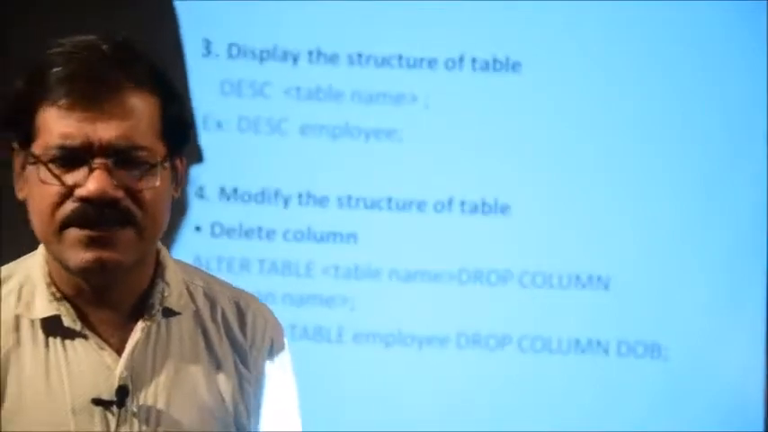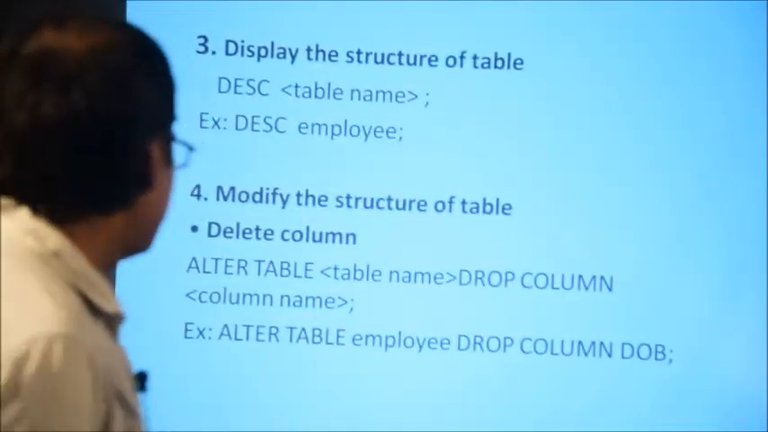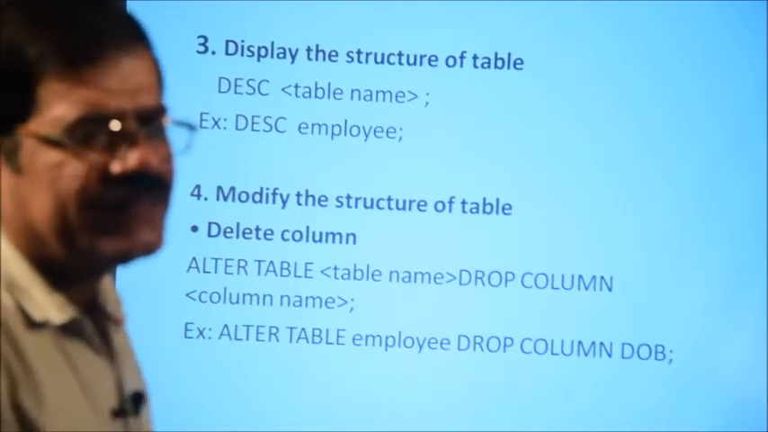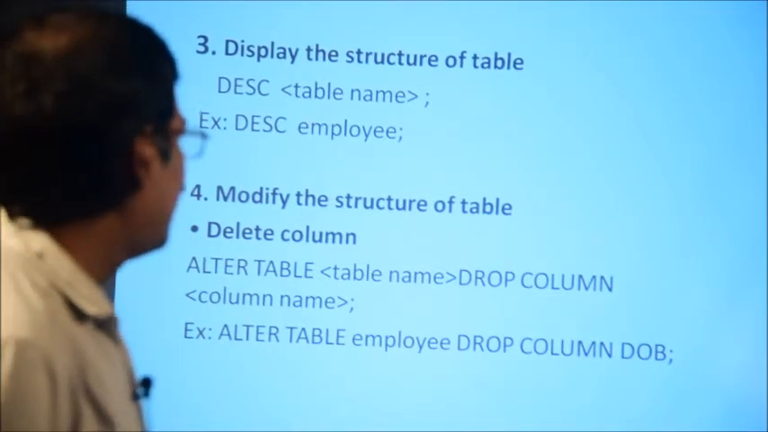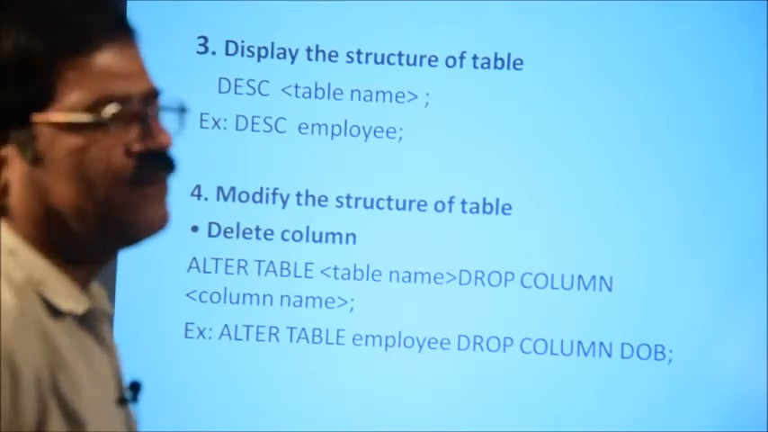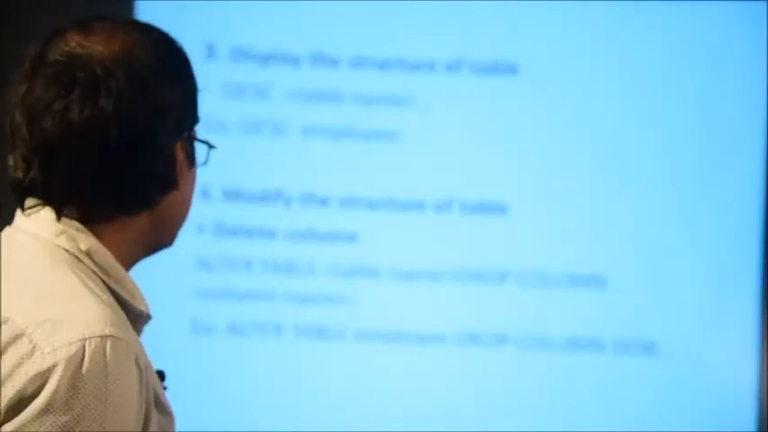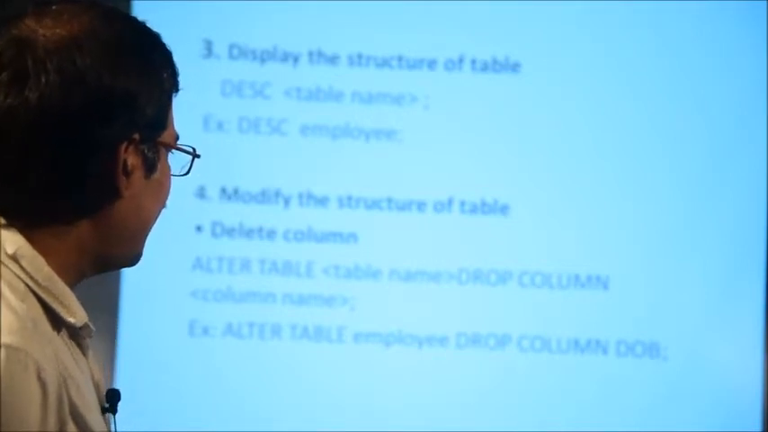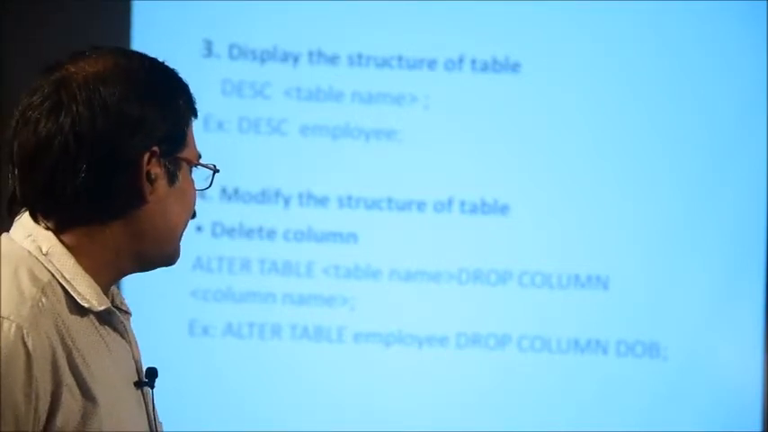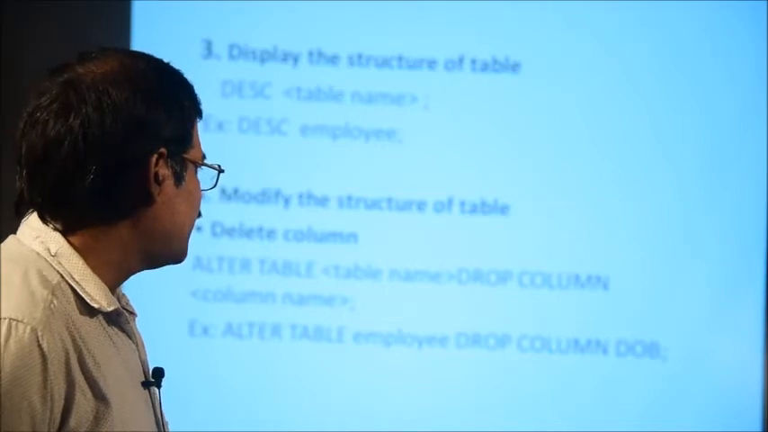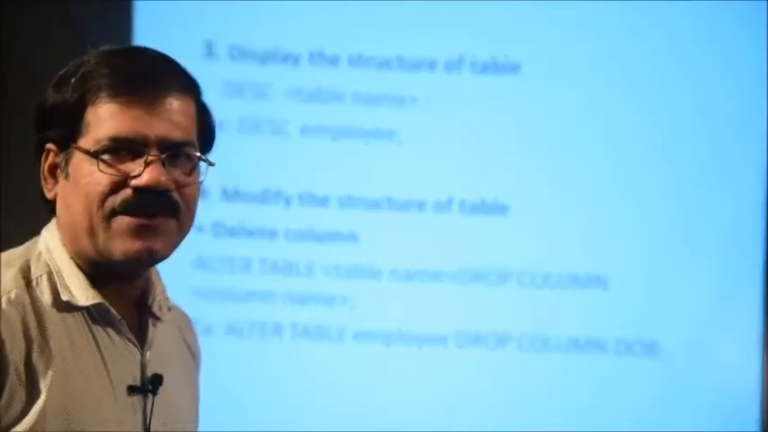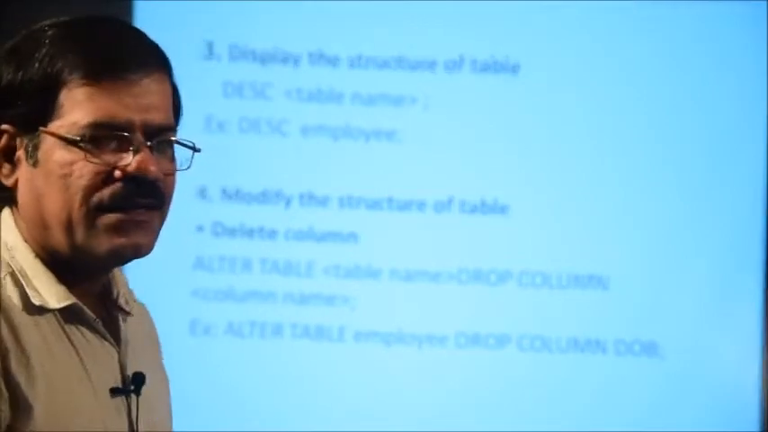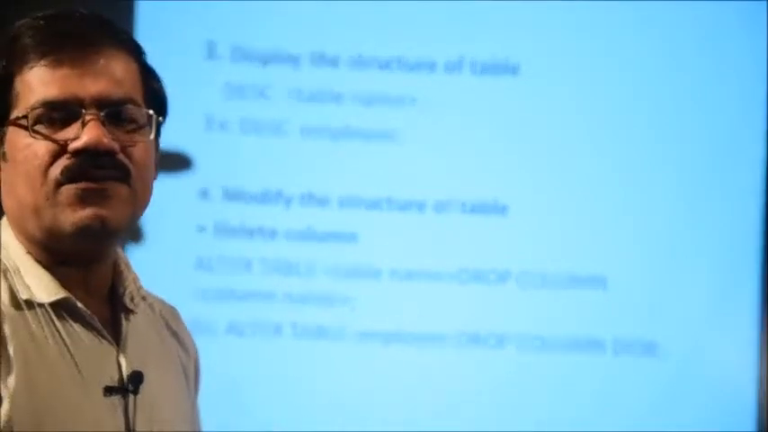So what do you write? For example, you write alter table, table name, supposing employee. I want to delete a column from the employee table. The name of the table is employee. So alter table employee, then drop column DOB. DOB means date of birth. Date of birth is already one column in the employee table. The employee table we have already created earlier.